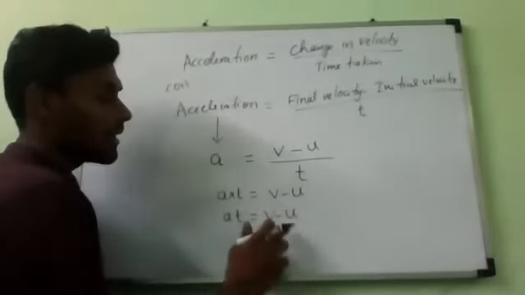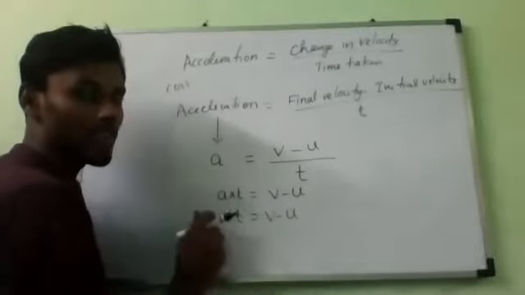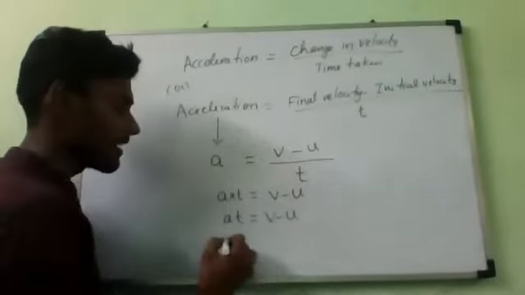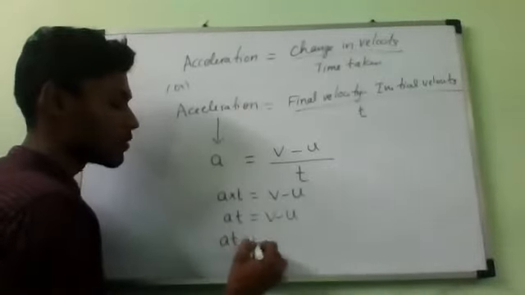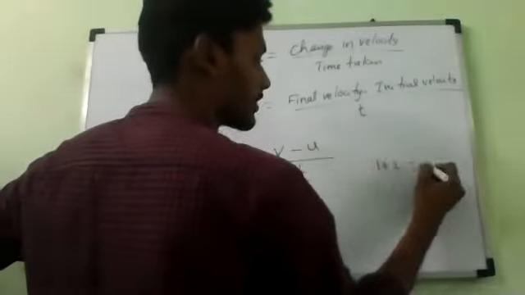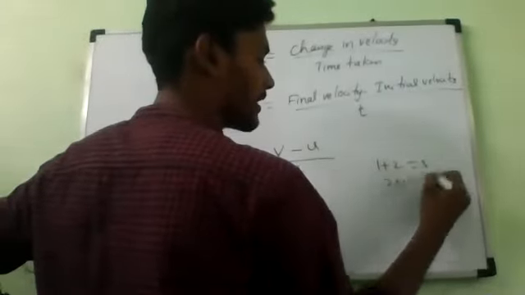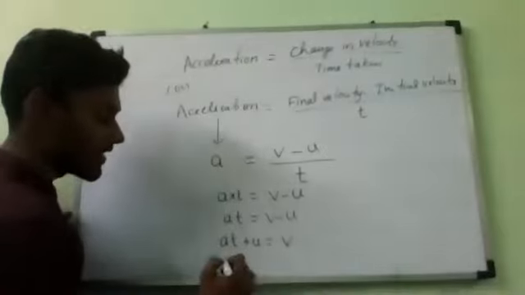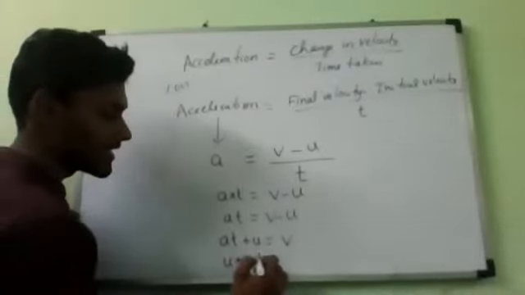Now, here U is in minus; it will come to this side. What will it become? Plus. So AT plus U equals V. Observe, 1 plus 2 equals 3, or 2 plus 1, both are the same. Only minus will vary; plus is the same. Now can I write this as U plus AT equals V?